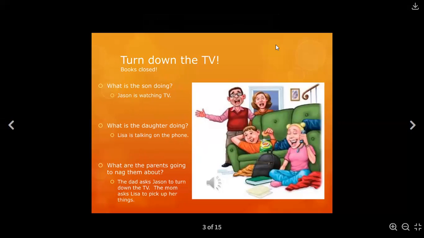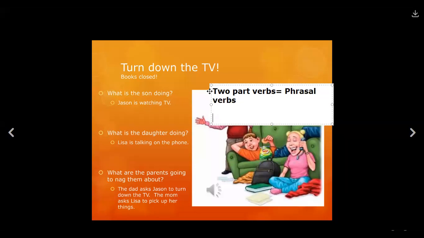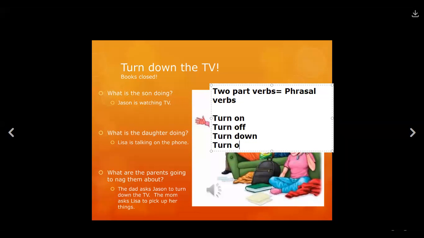So in other words, guys, when we are saying two-part verbs, I will write it over here. Two-part verbs. In other words, we are talking about phrasal verbs. For example, you have the verb turn, and you can have turn it on, turn it off, turn it down, turn out, and so on. This is the main verb, and we need the main verb plus prepositions. So in this case, these are the two-part verbs.